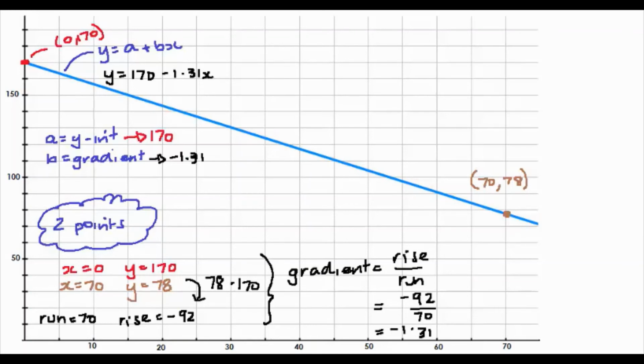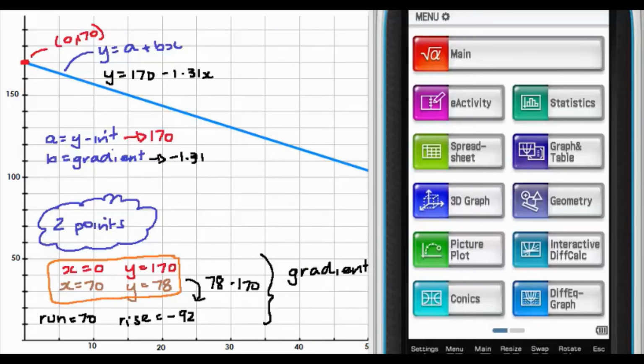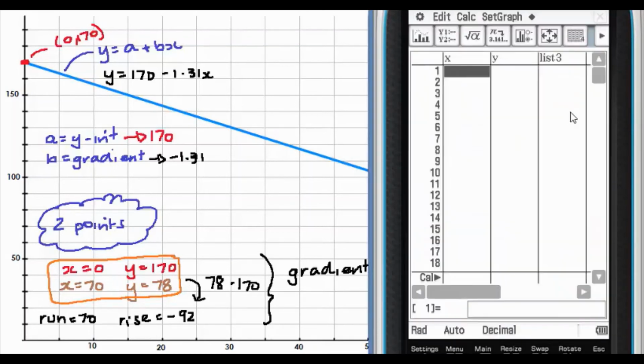The first thing I'll do is I'm just going to put my original points in this orange box here. So I'm going to go to my trusty calculator into the statistics section and I'll enter these points. Now my red point, the x is 0 and the y is 170. So I need to write 0 in the x column and y of 170 matching that point. So they need to be next to each other, otherwise I'm going to stuff things up. And my second point, the x is 70 and the y is 78.